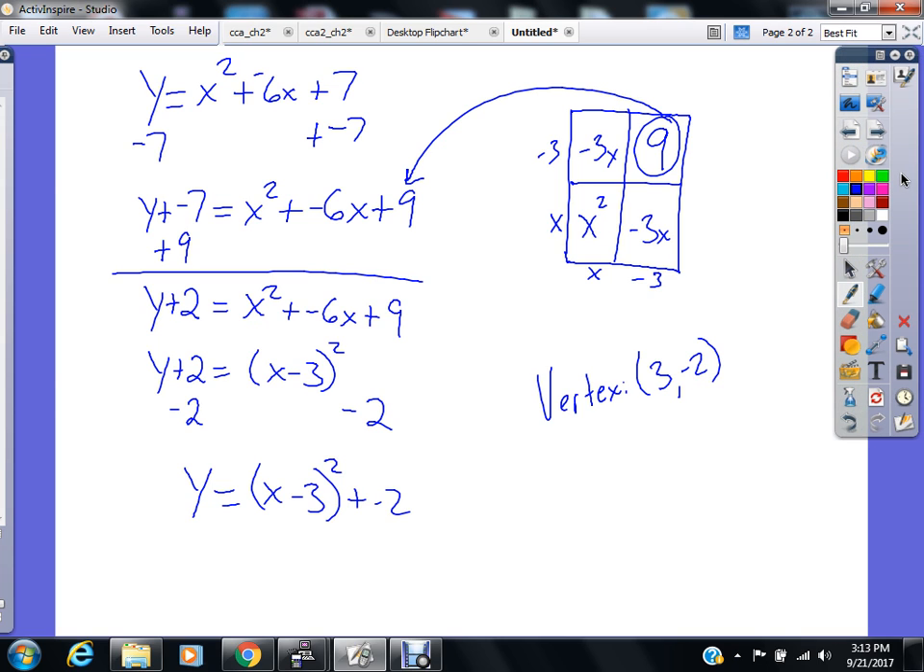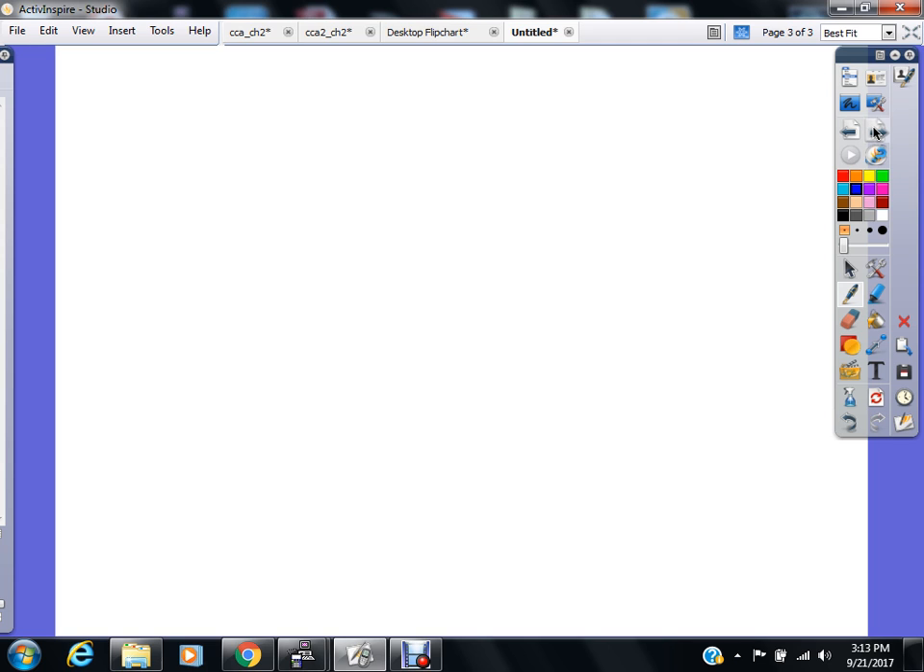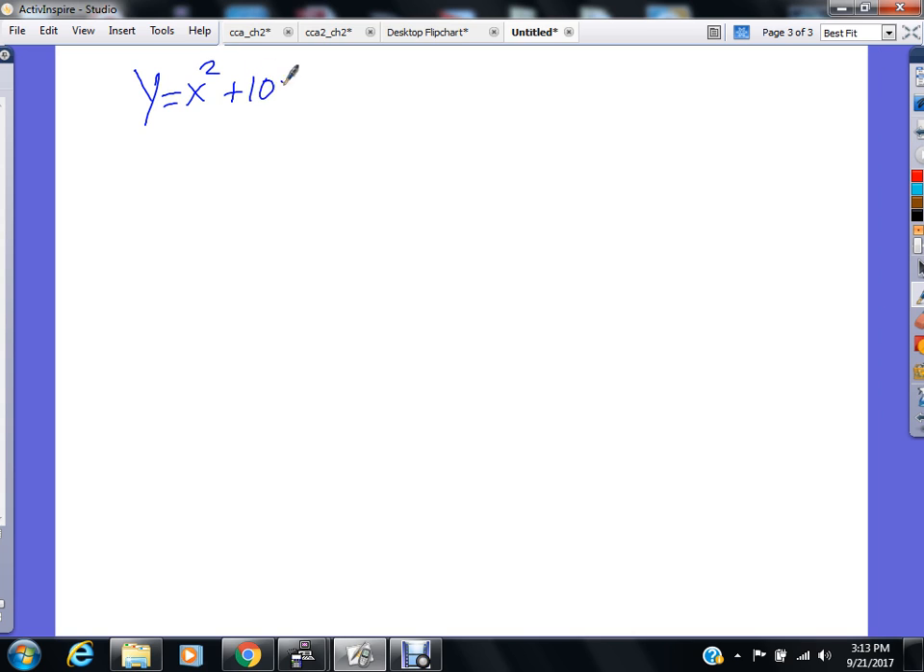All right, last one. I'll do one more example for you. y is equal to x squared plus 10x minus 9. Now again, I don't like to do subtraction, so I'm going to change this to plus a negative 9. So here, again, I have to empty out this spot to be able to use my completing the square technique. So I'm going to add 9 to both sides. So now I have y plus 9 is equal to x squared plus 10x.